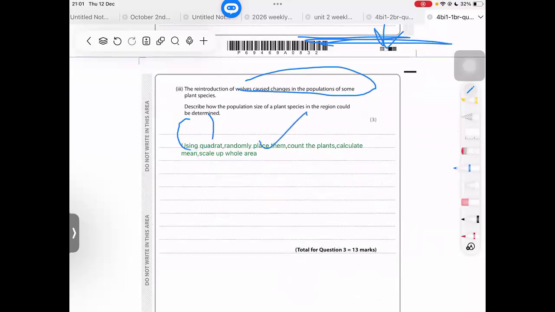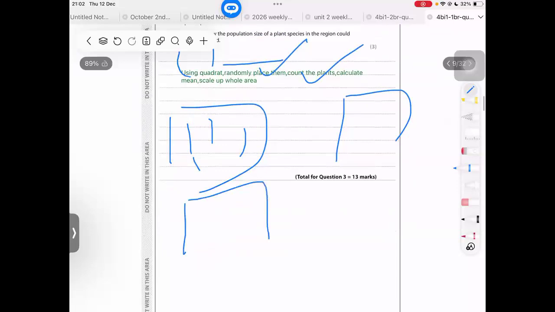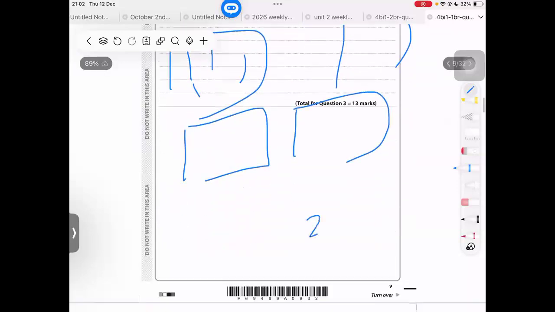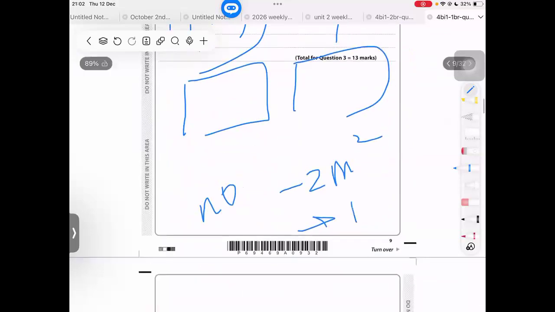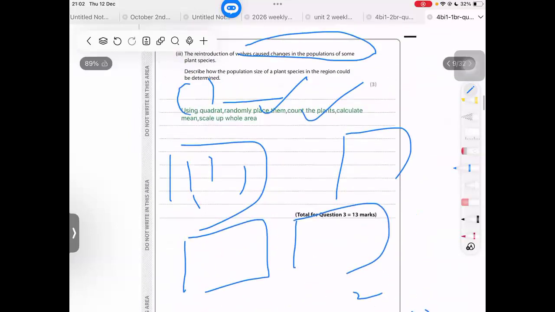If you have mentioned using quadrats and placing them randomly, you don't have to write them in the same sentence structure. You can write it in your own words. After placing them, you just have to count the number of plants in each quadrat, and then you have to calculate the mean. Then you take that value for a small scale, for example, for 2 meters squared only. But the whole area could be around 100 meters squared, so you multiply it by 50 to get the answer for that area. So you scale up to the whole area.